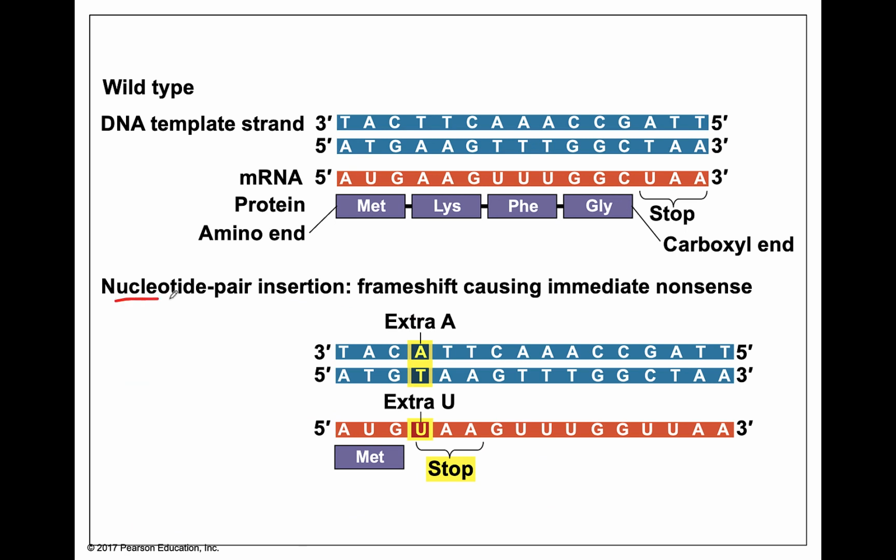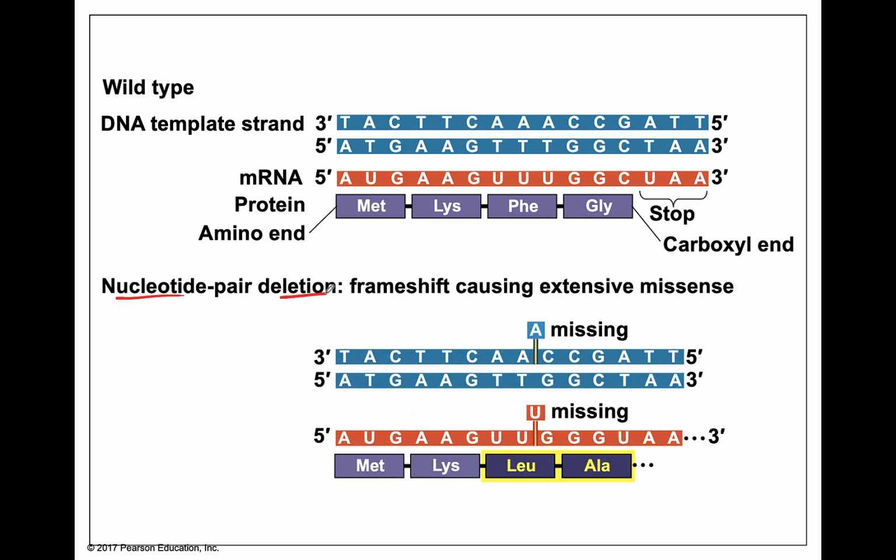Here's an example of a nucleotide insertion. So up here we saw that the codons were TTC, and now we have an extra A, so the new codon is going to be ATT. So this is going to change it from coding for lysine to coding for a stop codon. So this is going to have a disastrous effect on this amino acid.